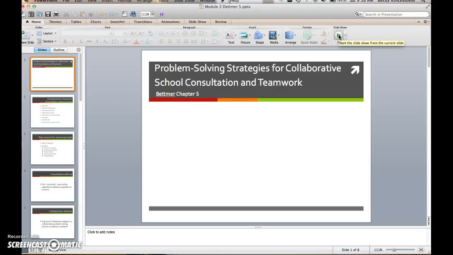The book also discusses lots of hurdles and tips, so I encourage you to look at those things. And even though you've probably done a lot of consultation, sometimes it's good to go back and think about other ways it can happen.